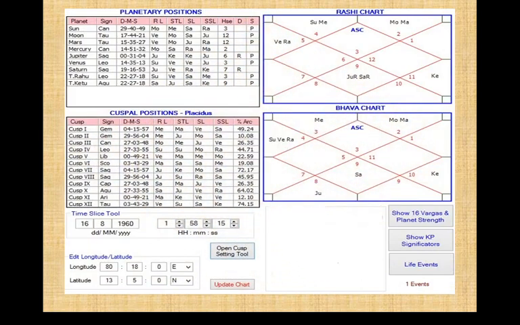After entering the details, the software will provide us with the planetary position table, Rashi chart, cuspal position table, and Bhava chart. Rising sign here is Gemini. Moon is positioned in the 12th house in the sign of Taurus. So let's quickly begin with the steps of birth time rectification.